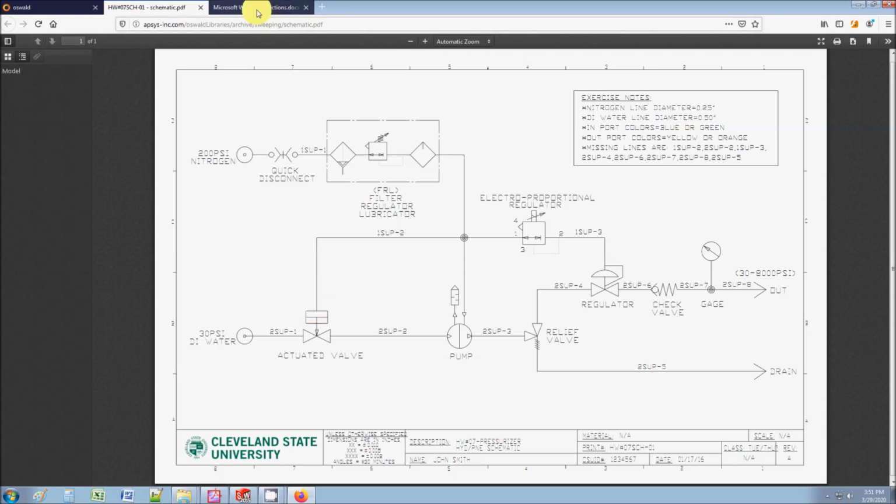So you have to pipe the missing lines. You have to do exactly what I just did and apply it here. So these are the lines you have to include. The water line is 1/2 inch, the nitrogen line is 1/4 inch, and the yellow lines are out ports and the blue lines are in ports.